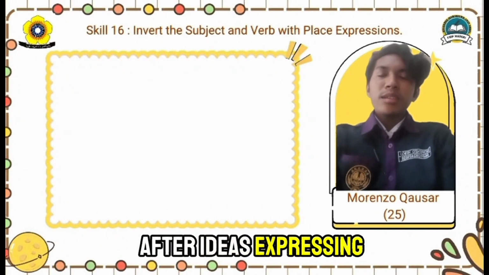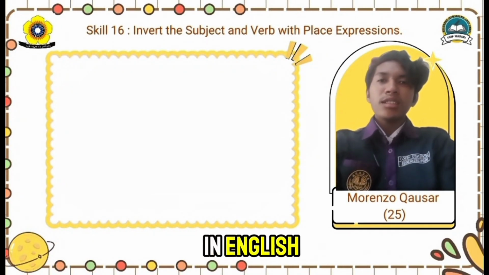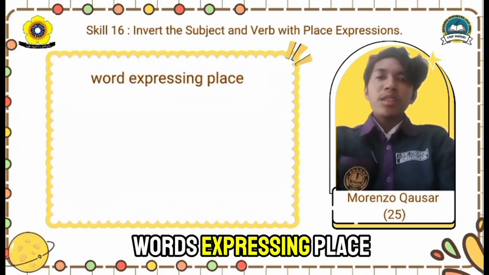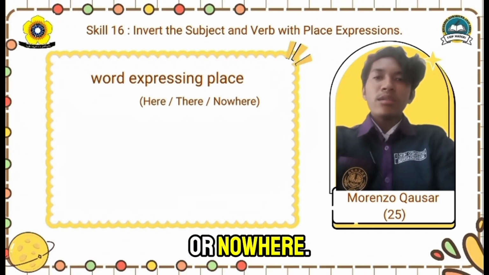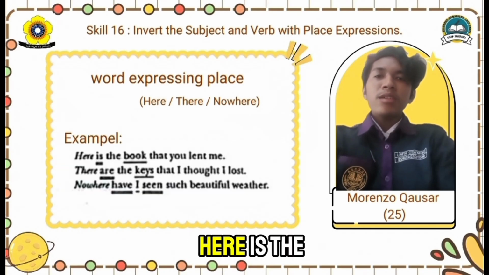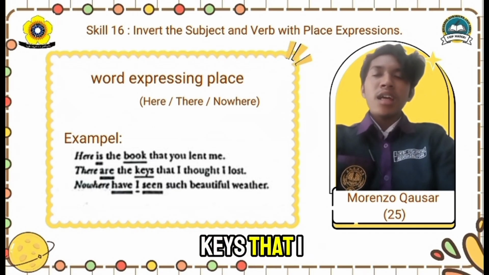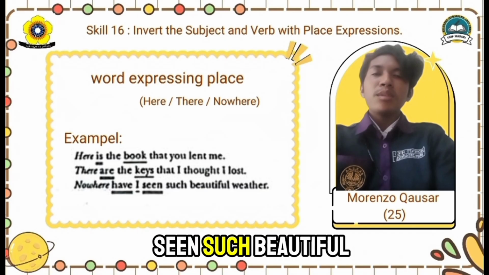After ideas expressing place, the subject and the verb sometimes invert in English. This can happen with single words expressing place, such as here, there, or nowhere. For example, here is a book that you lent me. There are the keys that I thought I lost. Nowhere have I seen such beautiful weather.